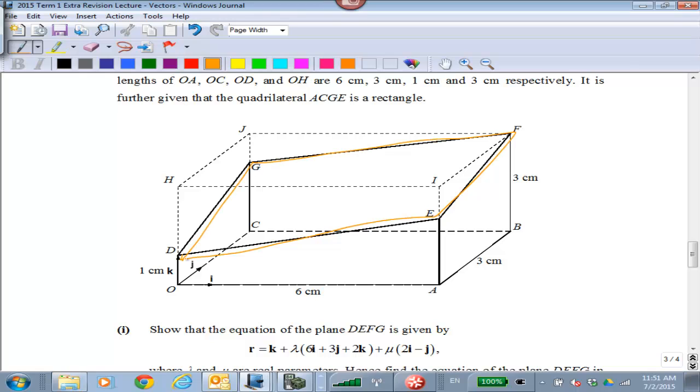DEFG, like that. Sorry? Yeah, OABC is also a rectangle, so I cannot have that, alright?